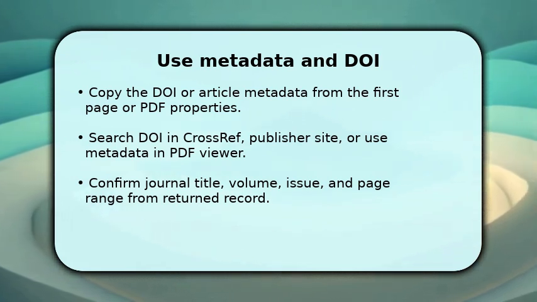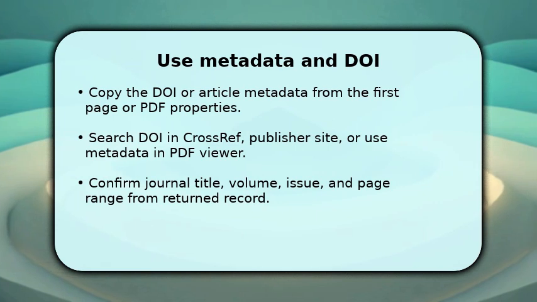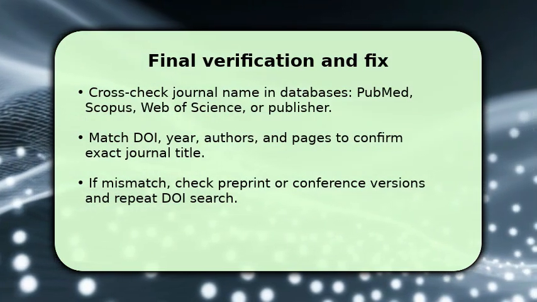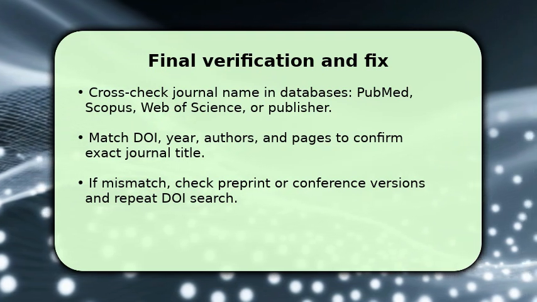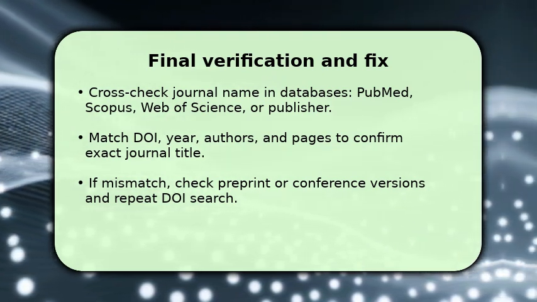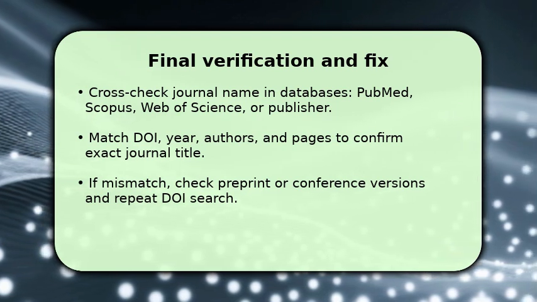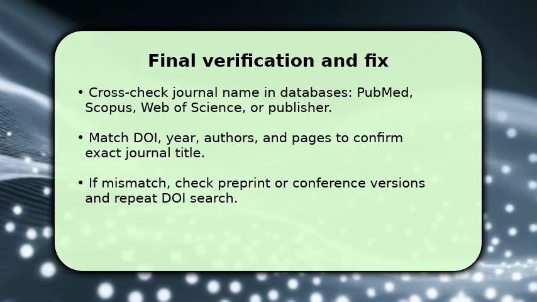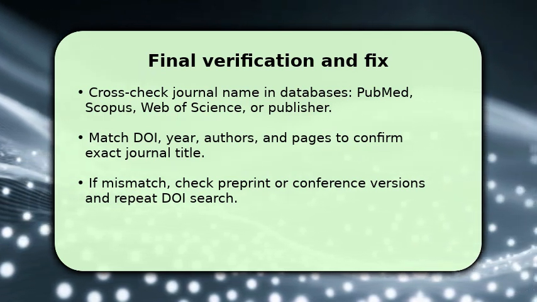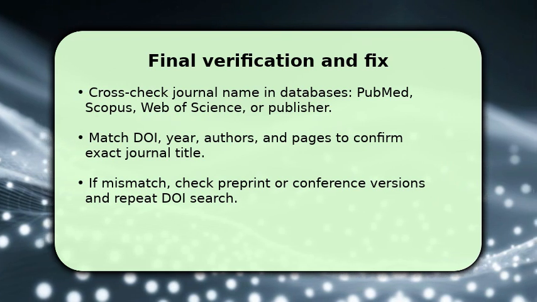To finish, verify the journal name across at least one major database, PubMed, Scopus, or the publisher site, so you're certain of accuracy. Match DOI, year, authors, and page numbers. Consistency across fields confirms the journal. If you find a mismatch, consider that you may have a preprint or conference version. In that case, recheck the DOI and publisher imprint and repeat the search.